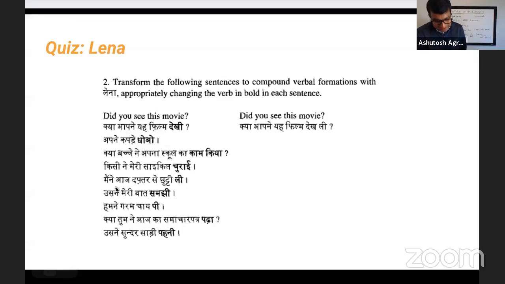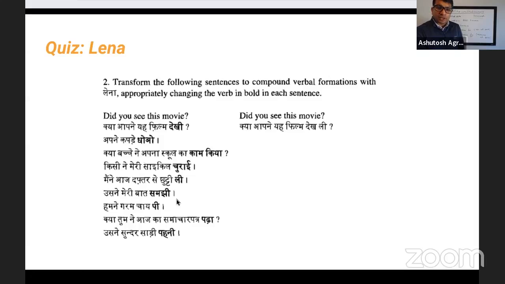So, उसने मेरी बात समझी. Very good. Okay. The sentence is, "उसने मेरी बात समझी." The verb, what does it mean? He understood me, past tense, right? Oh, he understood me. Okay. ने, right? उसने मेरी बात समझी.